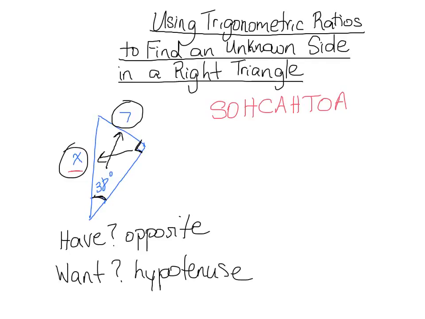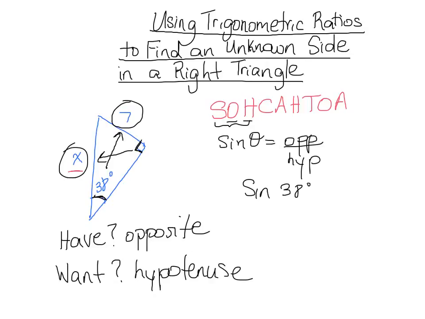So I have the opposite, and I want the hypotenuse, which means that I will be using the ratio that has opposite and hypotenuse, which is sine. So the sine of an angle is equal to the opposite over the hypotenuse. Now the sine of the angle that we have, in this case 38 degrees, is equal to the opposite, which we already said was 7, over the hypotenuse, which is x. We don't know what that is.